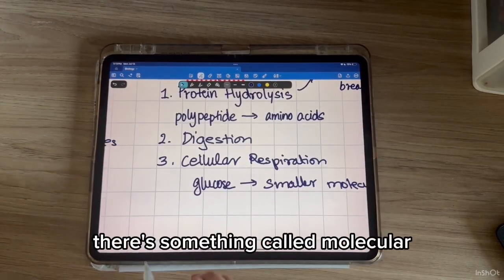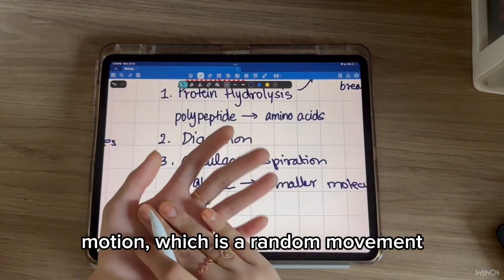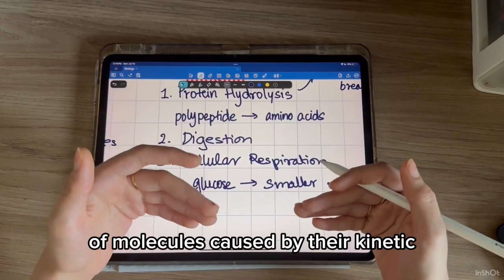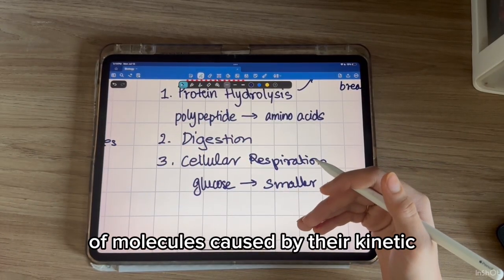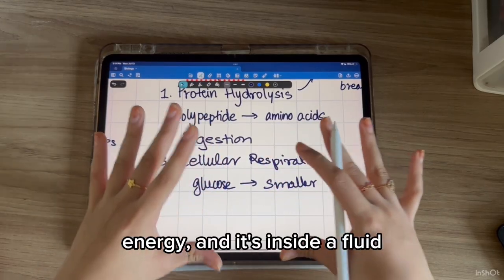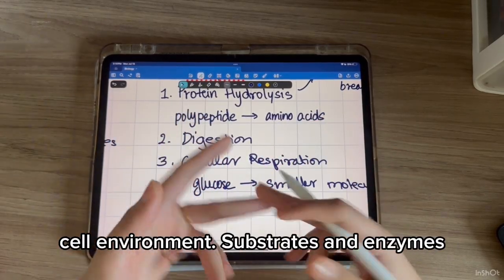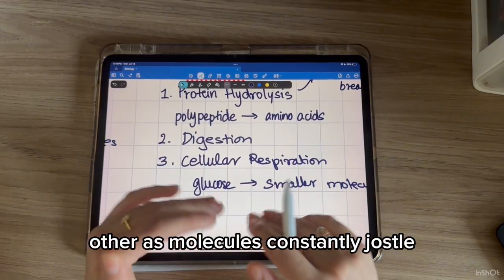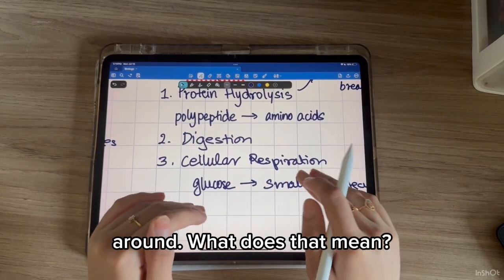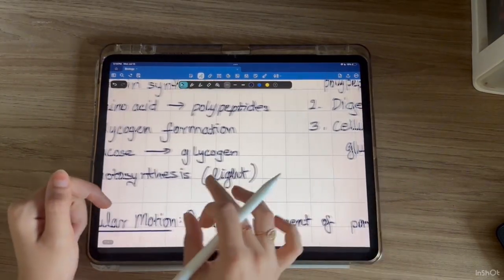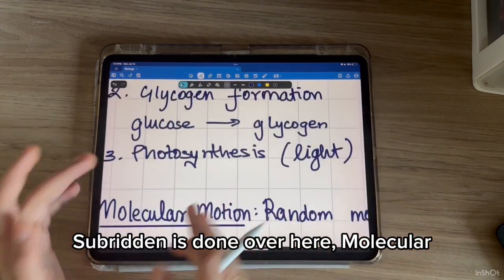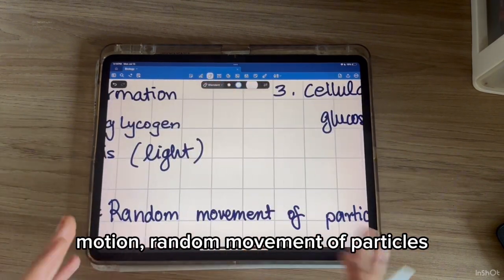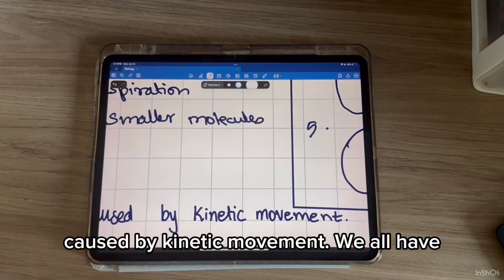So, there's something called molecular motion, which is a random movement of molecules caused by their kinetic energy. And it's inside a fluid cell environment. Substrates and enzymes move, rotate, and bump into each other as molecules constantly jostle around. What does that mean? So I've written it down over here. Molecular motion: random movement of particles caused by kinetic energy.